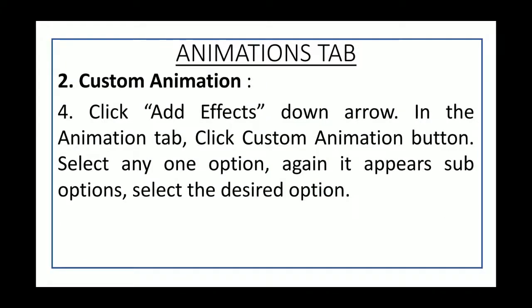Here, the custom animation effects will be displayed on the screen. In that, you have to add effects. You have to use the down arrow in the animation tab, click the custom animation button, select any one option, and again sub options appear. Select the desired option. The task pane window will be displayed on the screen.